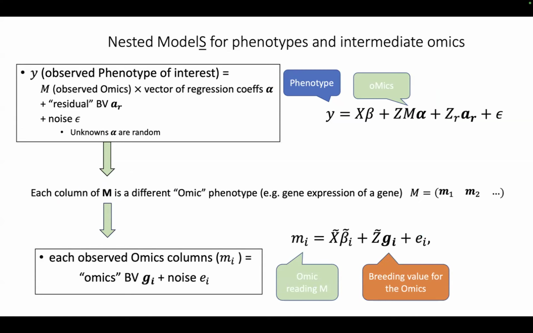But then you have your omics, which is M, which is just columns with different readings for each gene. And each of them is a different omic phenotype. So you can say, okay, my new trait is a gene reading, a transcript reading, and I'm going to put this into another linear model. So each omic reading is affected by some effects, including a genetic effect, which is my G there, and then a residual. And then you combine these two things.